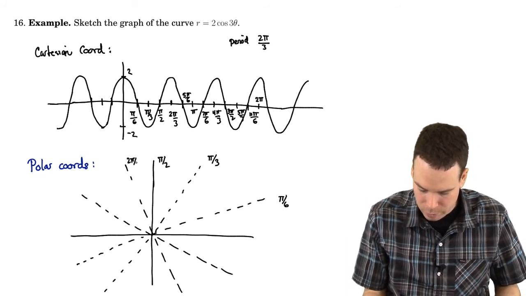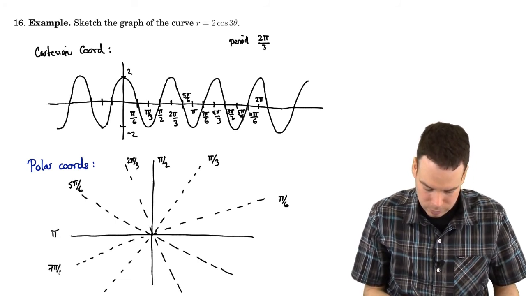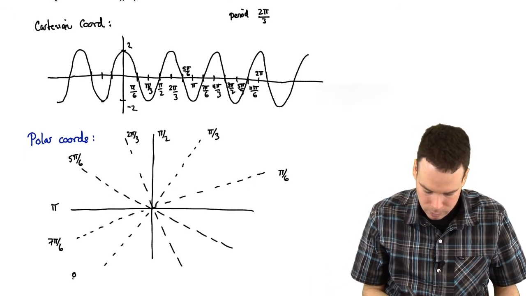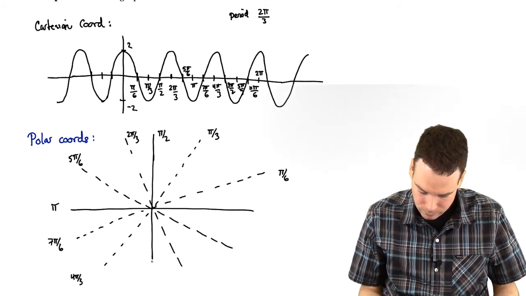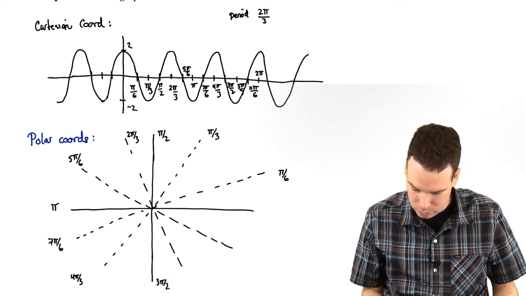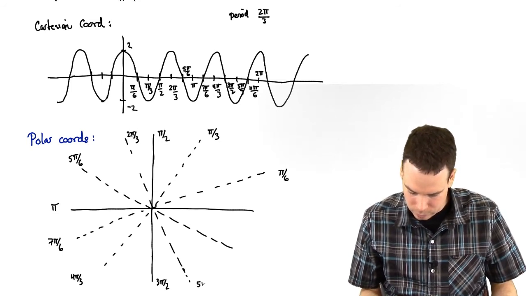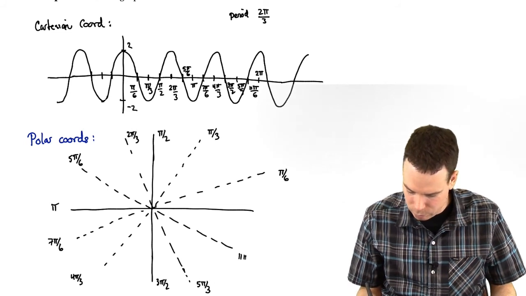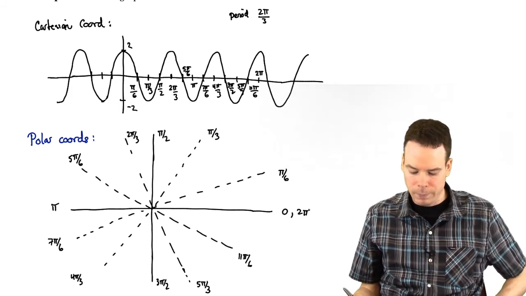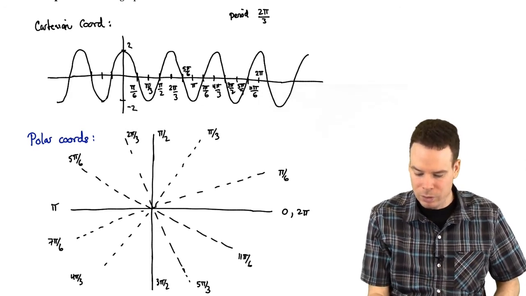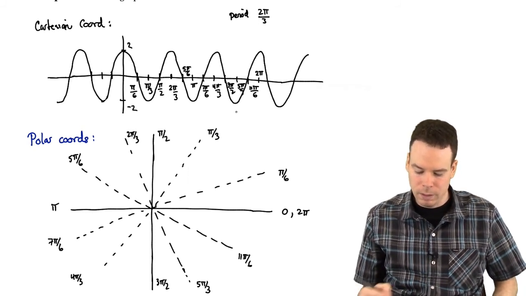After pi by 2 was 2 pi by 3, then 5 pi by 6, then pi, then 7 pi by 6, 8 pi by 6, which is 4 pi by 3, then 3 pi by 2, and then 5 pi by 3, 11 pi by 6, and 0, which is also 2 pi in terms of angles. So there's all our angles where interesting things are happening, like r value 0 or r values being maximum, positive or negative. Now let's try to see if we can sketch this.